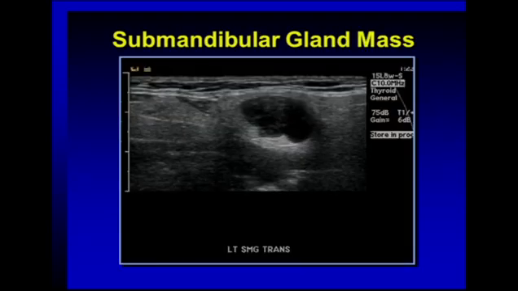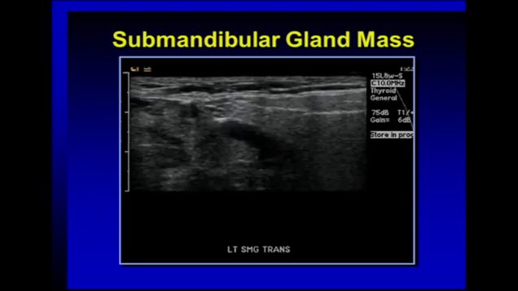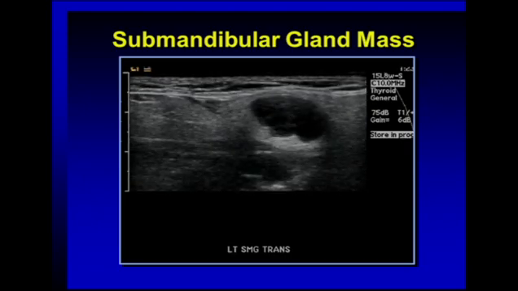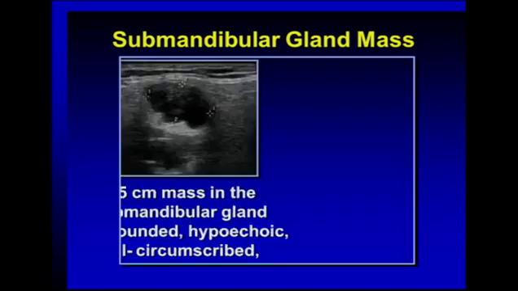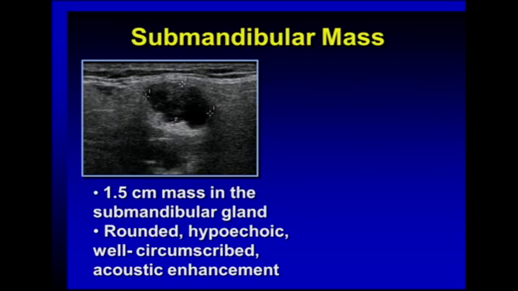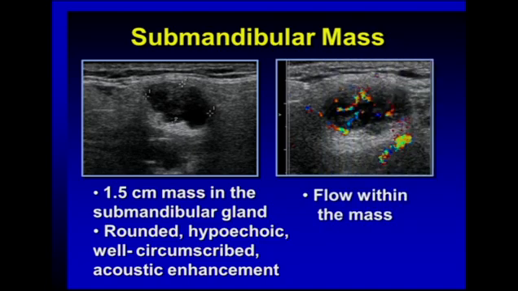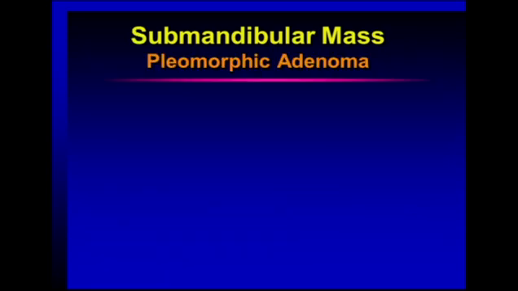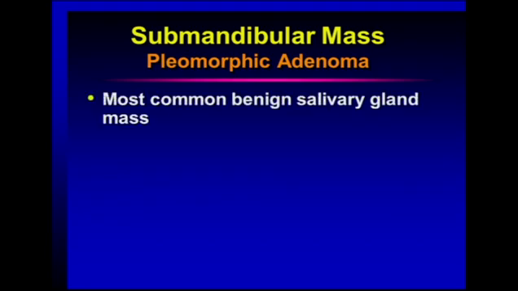If there's a mass within it, it's usually easily recognized, as in this very hypoechoic area with low-level internal echoes and a small amount of posterior acoustic enhancement. It almost has the appearance of a cyst within the submandibular gland, but if we look with Doppler imaging, we'll see that there's blood flow indicating that this is a solid mass. And this is quite a typical appearance of a pleomorphic adenoma.